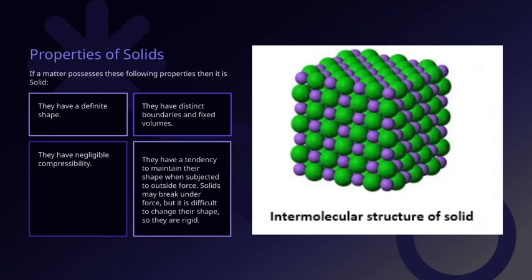This means they occupy a specific space, and that space doesn't change easily. Lastly, solids tend to maintain their shape even when you apply an outside force. They are rigid because, although they may break under strong force, it's quite difficult to change their shape. This rigidity is a key property that sets solids apart from liquids and gases. Understanding these properties helps us grasp why solids behave the way they do in different situations and how they fit into the broader study of matter.